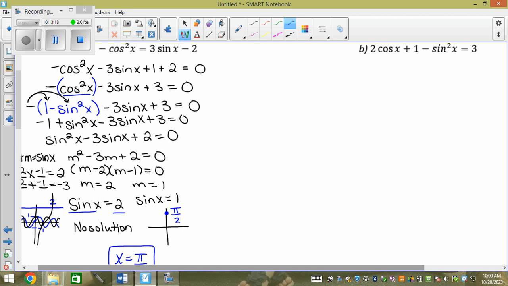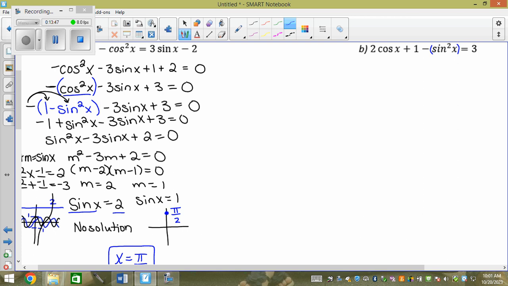Okay, here I have 2 cos x plus 1 minus sine squared x equals 3. What am I going to have to replace? The sine squared x. I always replace the squared. What can I replace the single cos with? The only thing on my formula sheet that I can replace a single cos x with is 1 over secant. Does that seem like it is going to make it better? No, that seems really awful, doesn't it? The only thing I can replace is this.